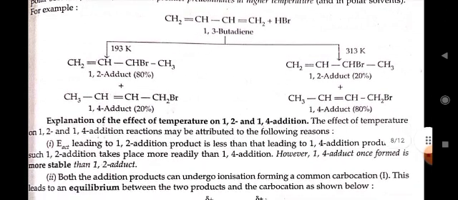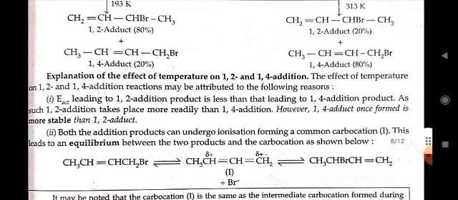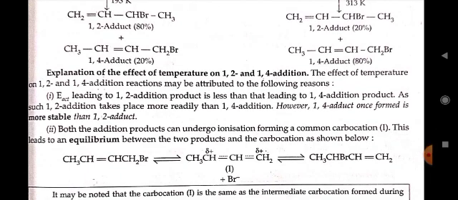For example, 1,3-butadiene at 193 Kelvin gives 80% 1,2-adduct and 20% 1,4-adduct, and at 300 Kelvin gives 20% 1,2-adduct and 80% 1,4-adduct.